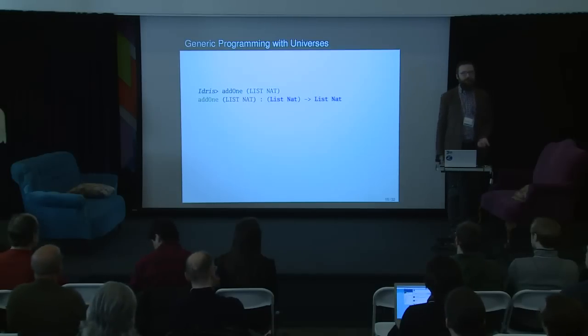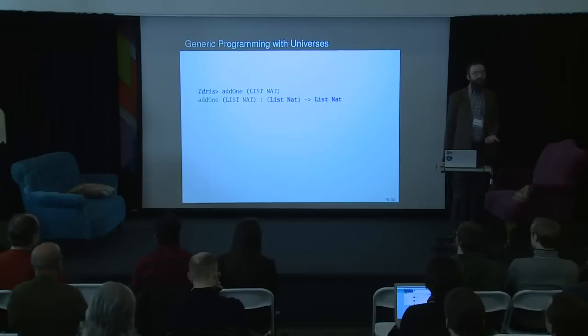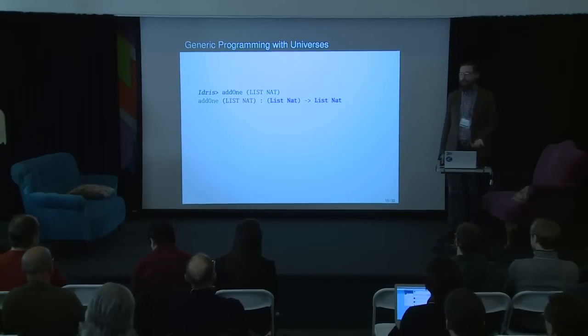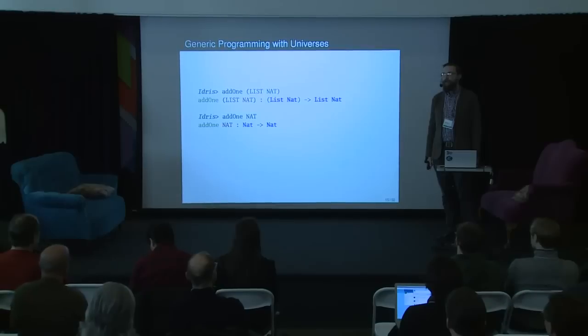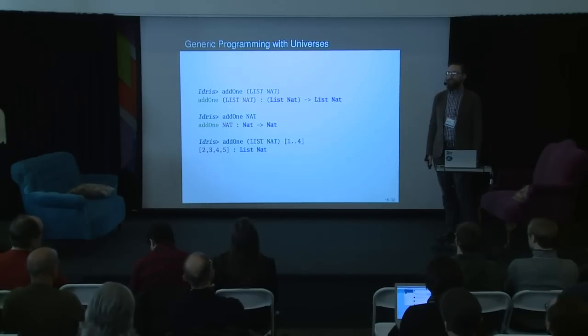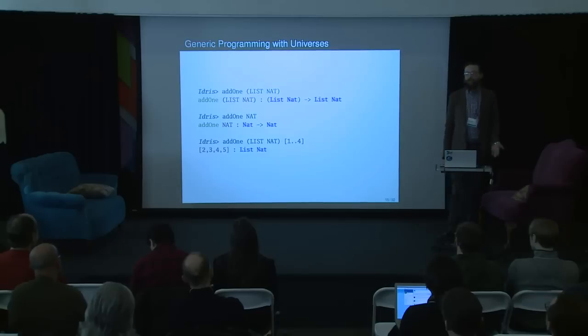And so then we can see, sort of at the Idris REPL, that add one of the code list of nat gives us a function from lists of nat to lists of nat. Adding one to nat gives us a function from nat to nat. Adding one at list of nat to the list from 1 to 4 gives us back the list from 2 to 5, as expected.